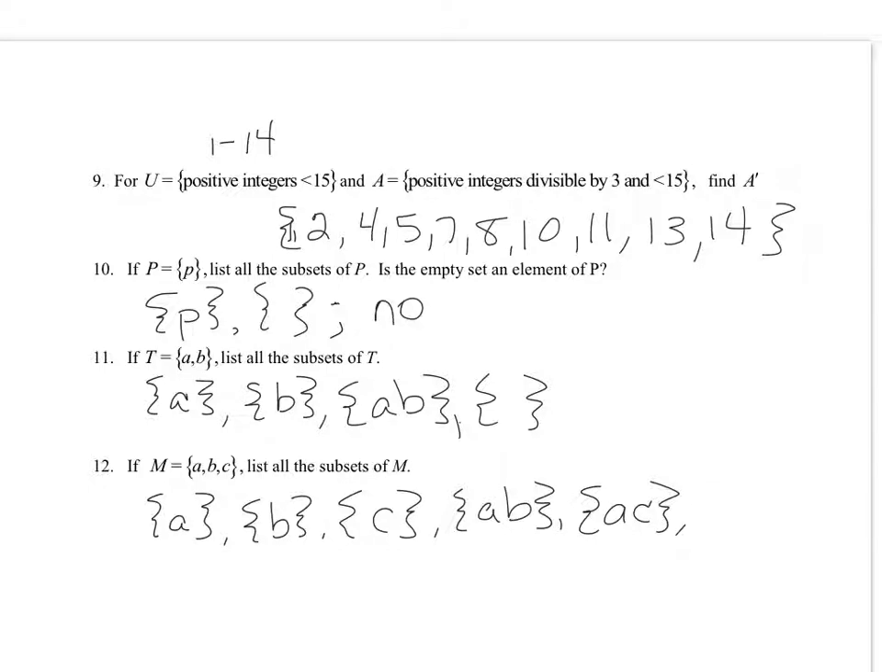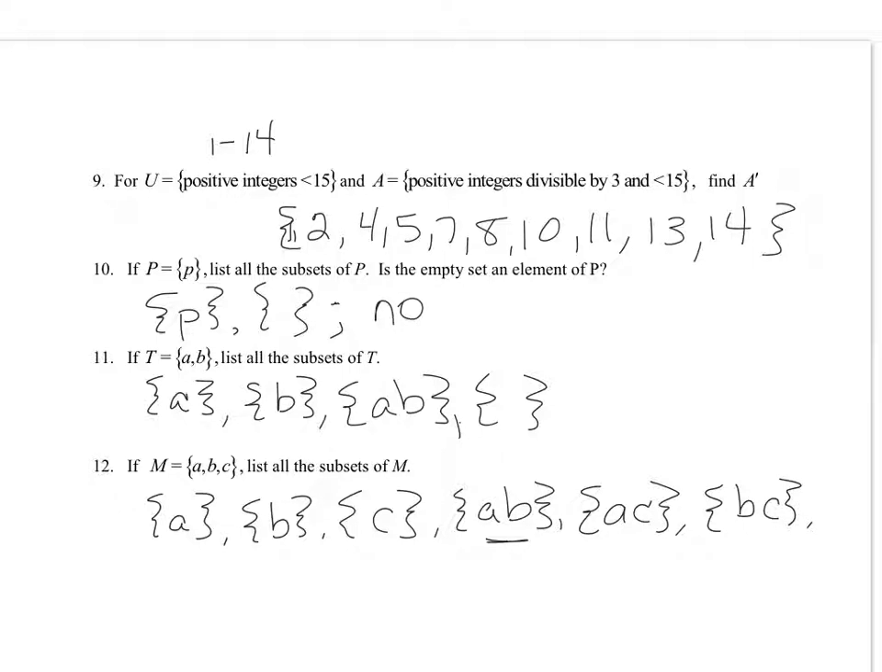If I move to the next element, which is B, now notice I've already included A and B together right here. So I don't want to put BA. That would be the same set because the order I write it in doesn't matter. But I do have BC.